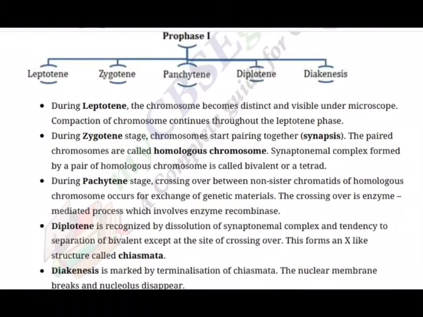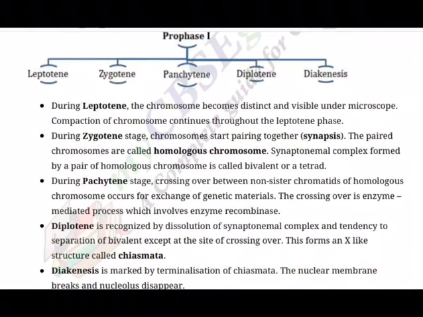And during zygotene, the chromosomes start pairing together. So synapsis will start. Homologous chromosomes will be formed. The paired chromosomes which look alike are called homologous chromosomes. And the synaptonemal complex formed by a pair of homologous chromosomes is called a bivalent or tetrad.